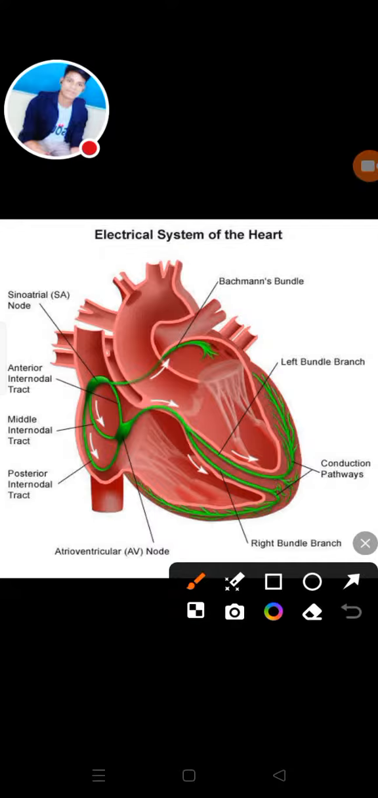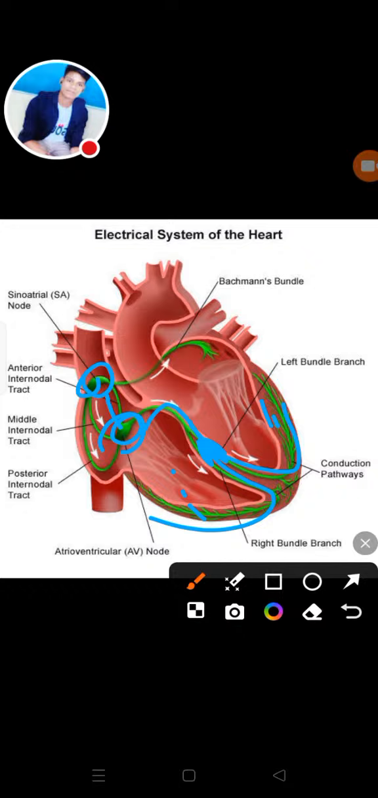The conductive system starts from the SA node. From the SA node it goes to the AV node. After that it goes to the bundle of His, and the bundle of His has two branches, one on each side. So electrical signals are provided to both branches. These are the four steps of the conductive system.